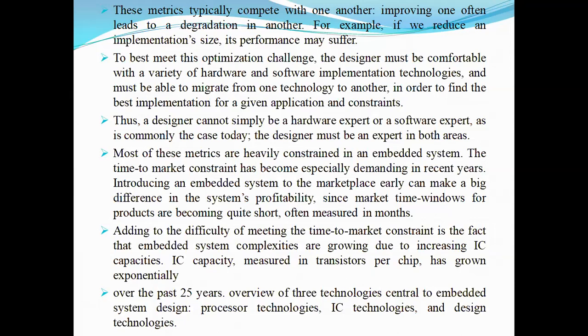Up to this point, I have stopped here. In this slide, we have concentrated on the design metrics: what the design challenges are, what time to market is, what the transistor technology is, how the count is increasing each year, what the latest processors are, and what is meant by nanometer technology. Up to this, I have covered processor technology, IC technology, and design technology.